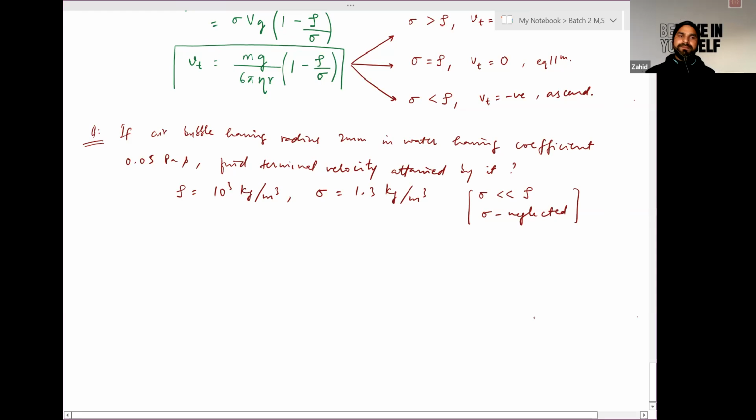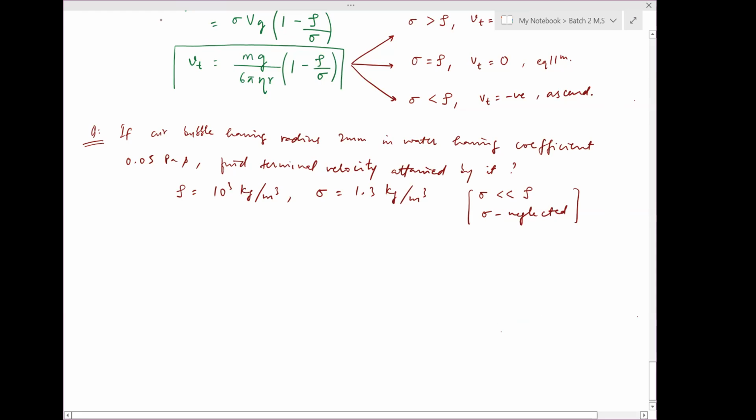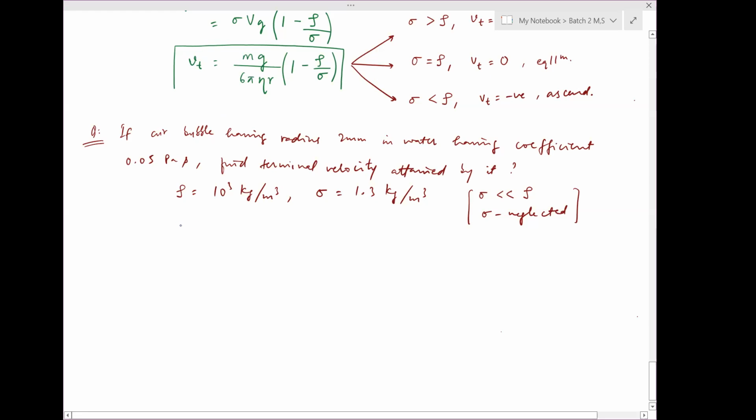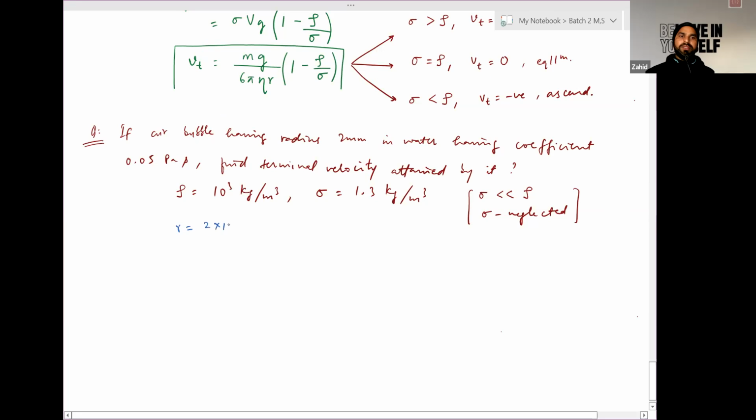Samaira, did you get any answer? Sir, I'm doing it. Okay. Radius is 2 mm. So just convert it into meter. So it will be 2 × 10⁻³ meter. Take gravity to be 10. Rho is given, sigma is given. Eta is 0.05.